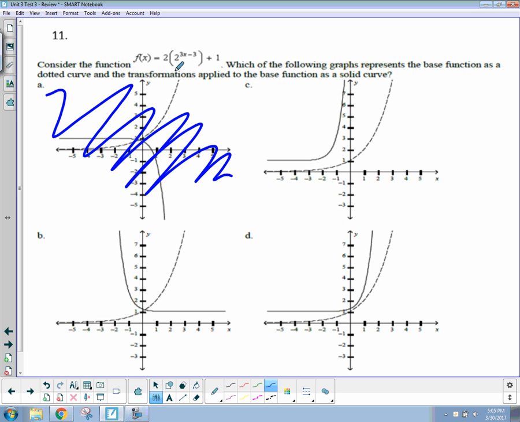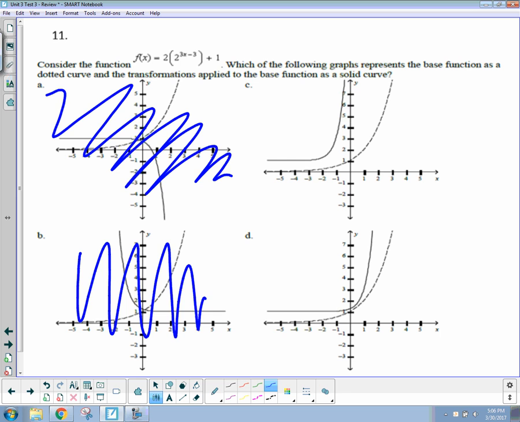Now we're down to these two. Okay. Now this one's a negative 3. Focus on that right there. That negative means you shift to the right. This one looked like it shifted to the left. Now I know it's hard to tell because they got this other number in there, but this one really looked like it went left. So we can't take that one. We're going to say D.